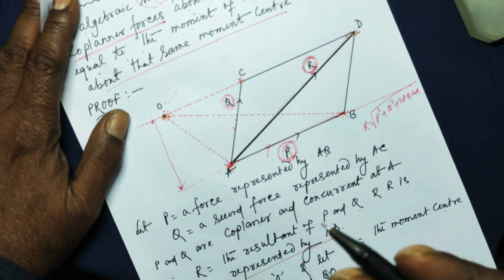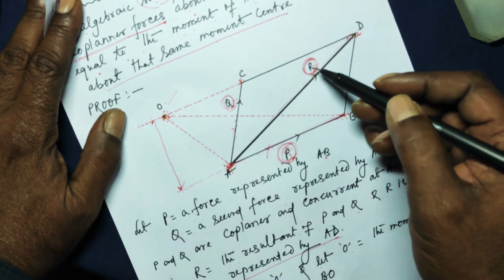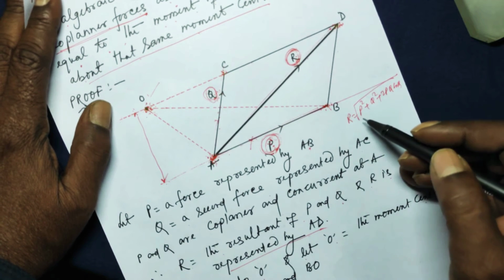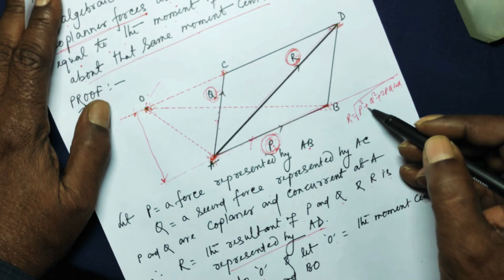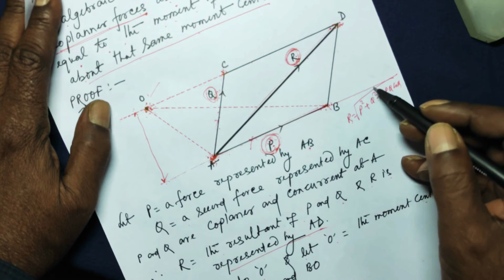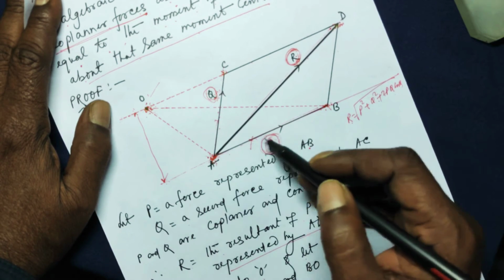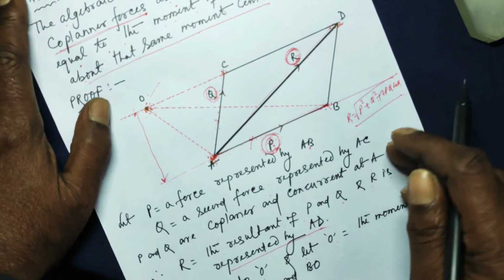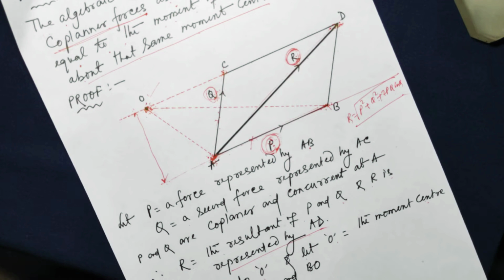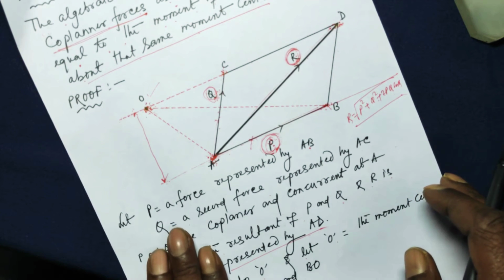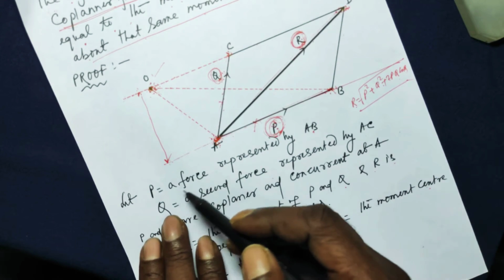Here you are not interested to find the value of R. The value of R is of course found by R is equal to the square root of P squared plus Q squared plus 2PQ cos theta, where theta is the angle between P and Q. We are not interested to find that. We are interested to find something else.